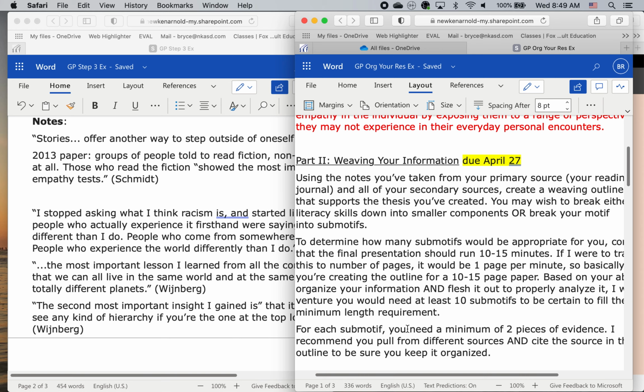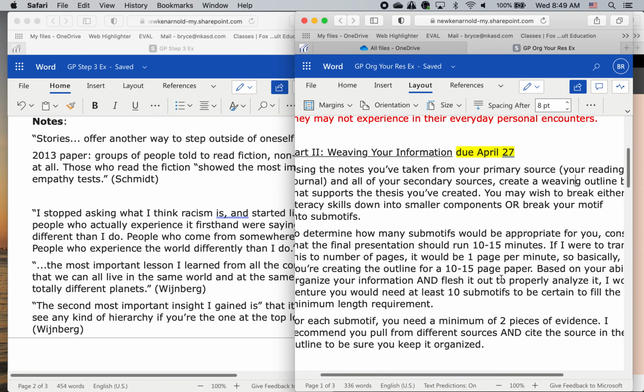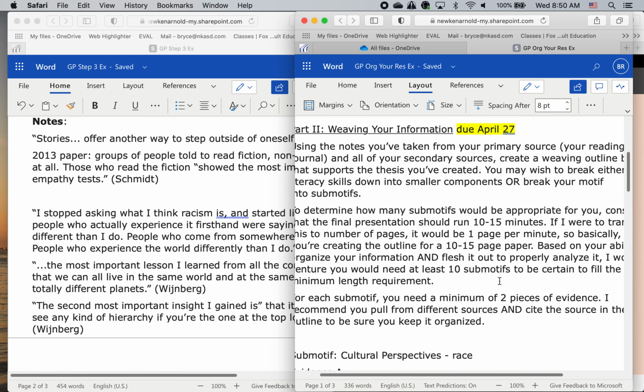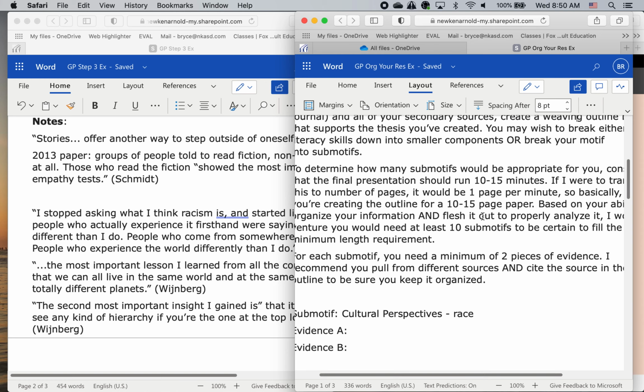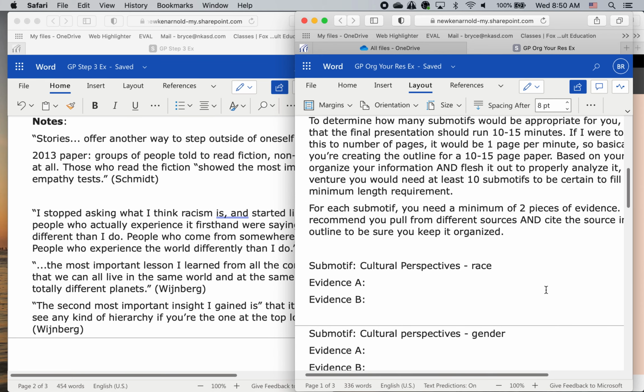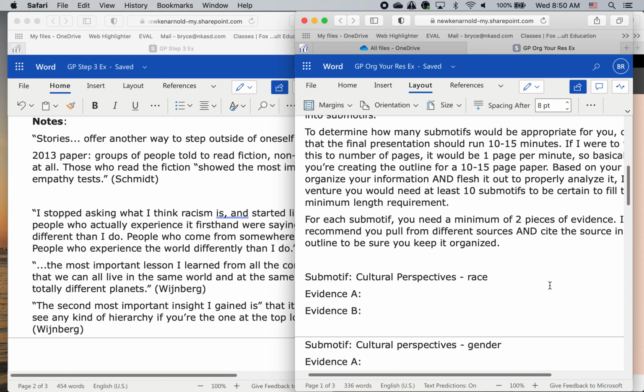So if I know I have to have a 10 to 15 minute speech, and I translate that to be like number of pages, if I were reading it, that would probably be about a page per minute, if I were reading in this conversational way as opposed to speed reading or being a melodramatic reader. So I think that would roughly translate to a 10 to 15 page paper. So you would probably need a minimum of 10 submotifs to make sure that you fill the length requirement, okay? So for each submotif, you would need a minimum of 2 pieces of evidence.